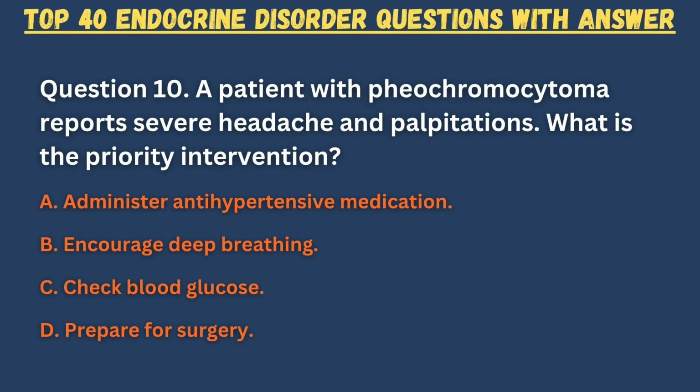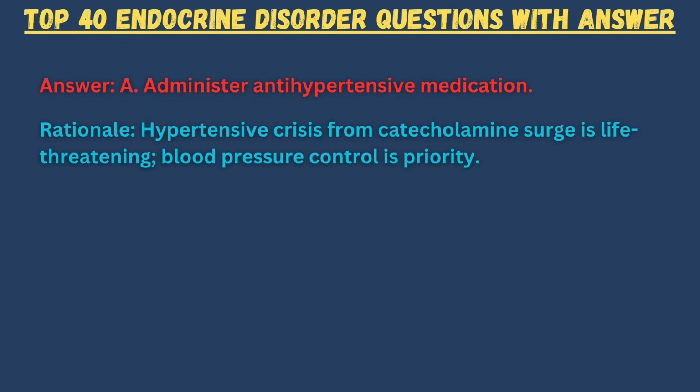Question 10. A patient with pheochromocytoma reports severe headache and palpitations. What is the priority intervention? A. Administer antihypertensive medication. B. Encourage deep breathing. C. Check blood glucose. D. Prepare for surgery. Answer: A.